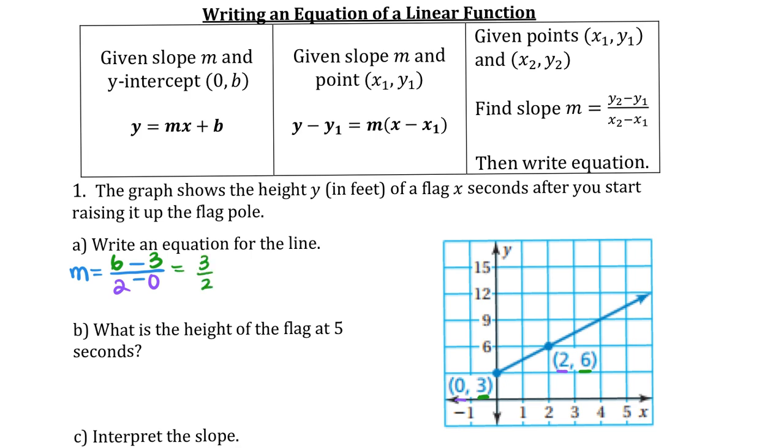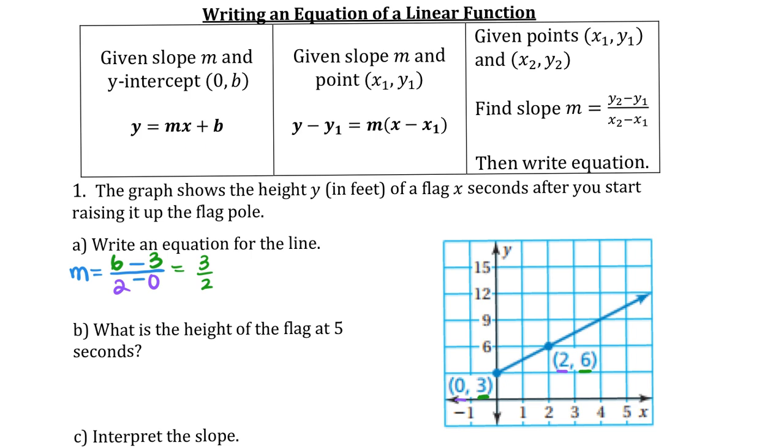Now that I have this slope, if I got it from the graph, I could still do rise over run. You just have to be a little careful. If I rise here, I'm not rising 1. I'm going from 3 to 6. I'm rising 3. And then on the run, I'm going 1, 2. And I would still get 3 over 2 using the graph.